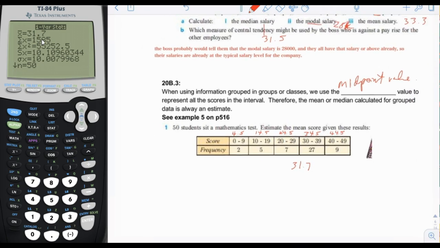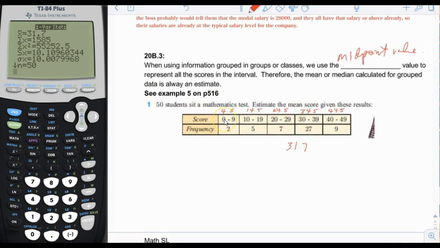You can see that if you had used 0 as a typical value, then 10, 20, 30, 40, this would be lower. If you would have used the maximum value, 9, 19, 29, 39, 49, it would be slightly higher. So this is kind of a good central value to use, the midpoint of each interval.